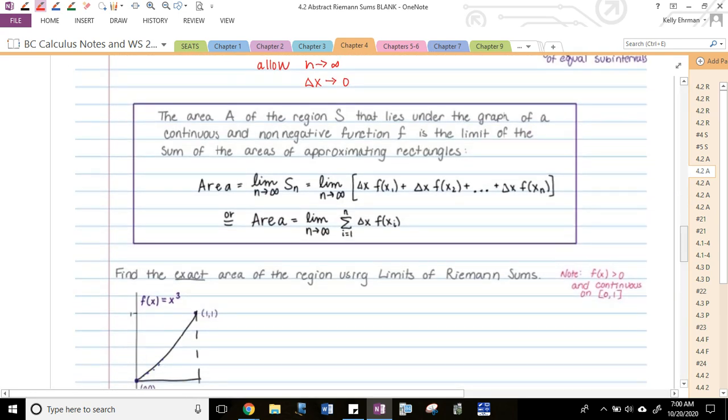So that's where we get into our theory here. The area of a region S that lies under the graph of a continuous and non-negative function, it needs to be above the x-axis, is the limit of the sum of the areas of the approximating rectangles. So we can say, back to limit notation, the actual area is the limit as n approaches infinity of s sub n, which is equal to the limit as n approaches infinity of the delta x times each of those terms. Or if you don't want to write all of that out, remember we have our nice shorthand sigma notation. So we have the limit as n approaches infinity of the sum from 1 to n of delta x f of x sub i.